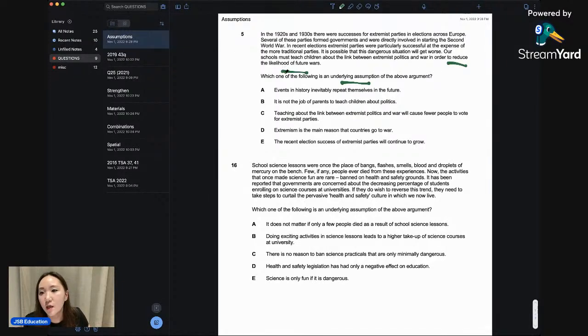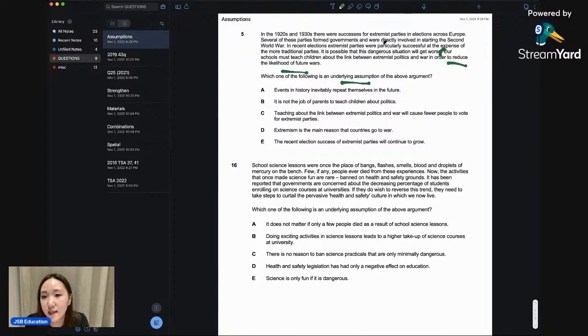So first of all, our conclusion is really obvious here. So just tell yourself really obviously, right, our schools must teach children about the link between extremist policies and war. Why? In order to reduce the likelihood of future wars. So then try to explain it to yourself. So, right, why do they think that this is going to reduce the likelihood of future wars? What would this be based on? Well, their reasoning basically is not saying it's right, by the way, with assumptions.